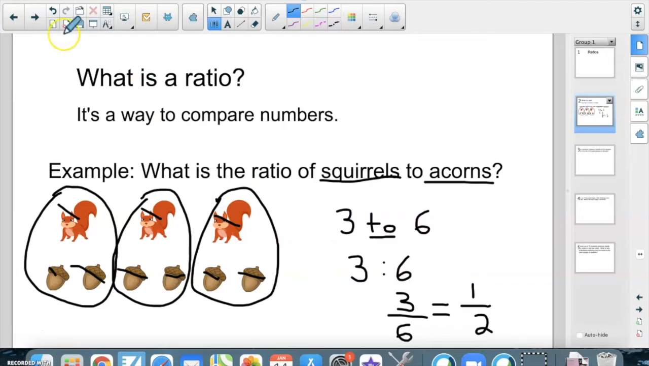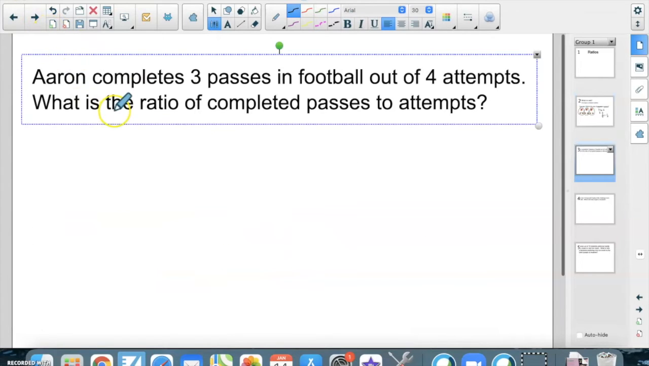Okay? All right. Now let's look at a word problem. Aaron completes 3 passes in football out of 4 attempts. What is the ratio of completed passes to attempts? Okay. Now, again, there are 3 ways to write this. So it's asking for completed passes first compared to the number of attempts.